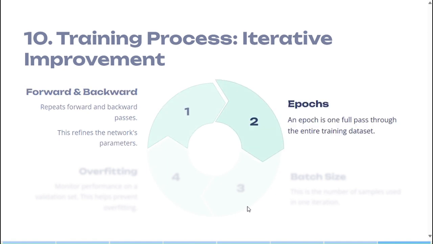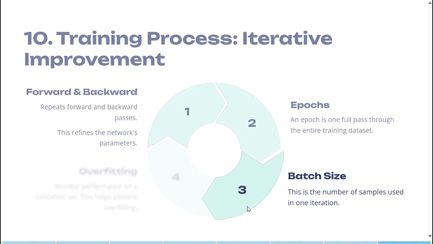Next, epochs. An epoch refers to one full pass through the entire training dataset. Typically, a neural network is trained over many epochs to refine its parameters and improve accuracy. Next, batch size. The batch size is the number of samples used in one forward and backward pass. Large batch sizes can lead to more stable gradients, while smaller batches provide more frequent updates but can be noisier.